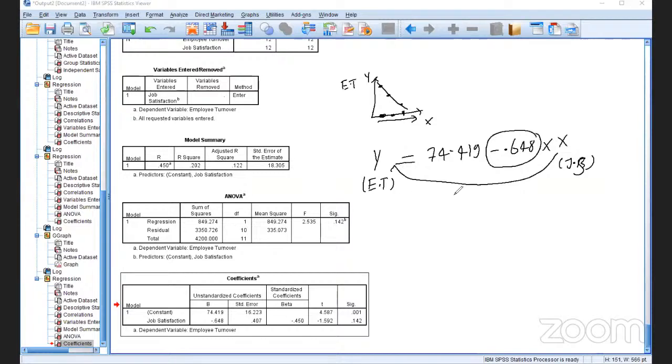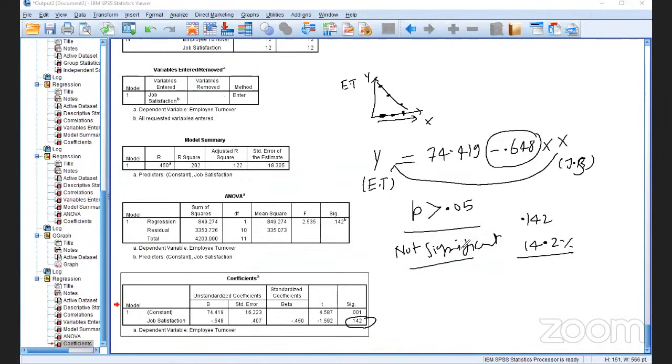But this relationship is not significant because the p value is greater than 0.05. The p value is 0.142. It is greater than 5%, meaning 14.2%. So it is not significant.